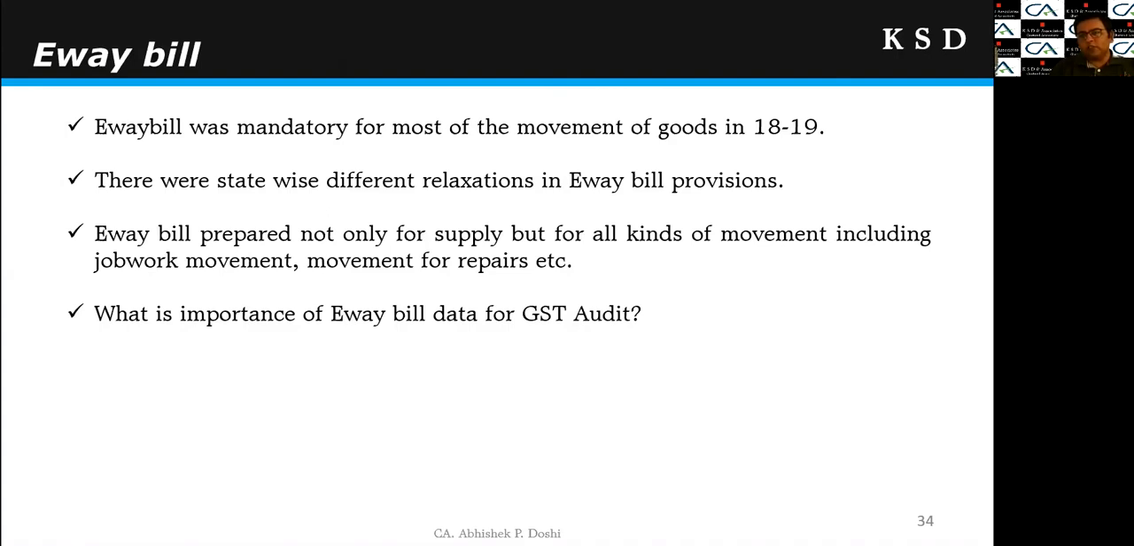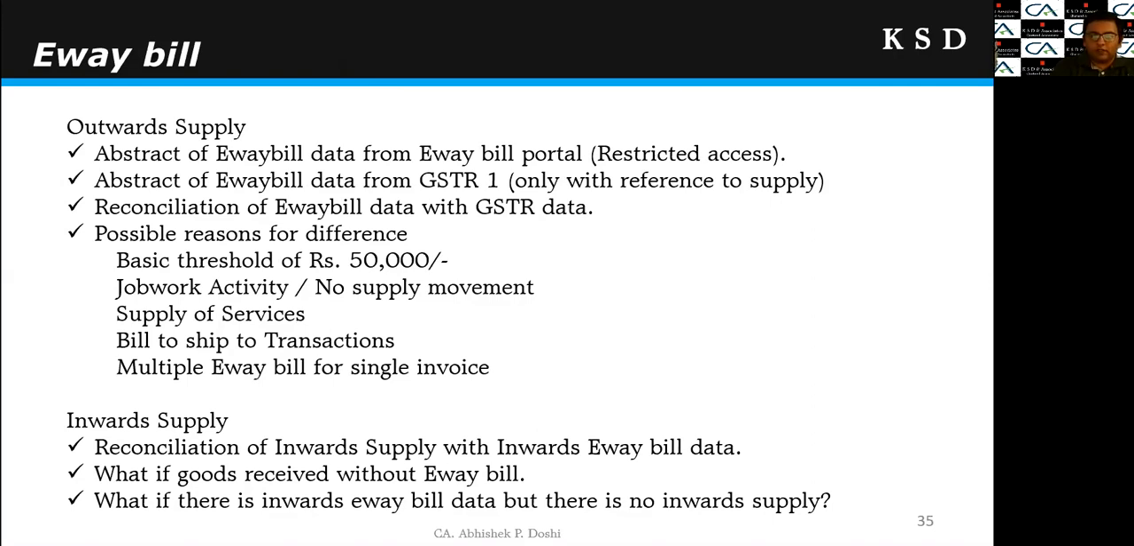here we will discuss the importance of the e-way bill data for the GST audit, right? To what extent we should compare the e-way bill data, to what extent we should rely on it, to what extent, if there is a difference, we should report it, and what steps or consequences would follow if the e-way bill provisions are not followed, right? So we will see the impact of the e-way bill under the GST audit. We will see with reference to outward supplies and then inward supplies, right? So it is important to have the abstract of the e-way bill data, right?